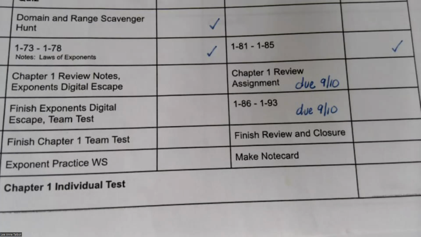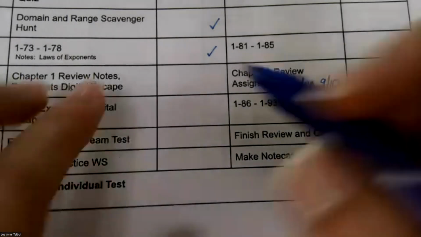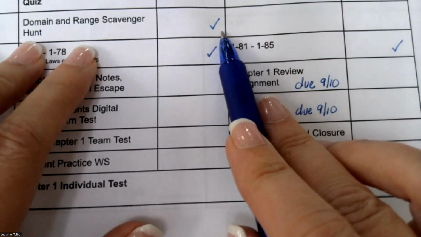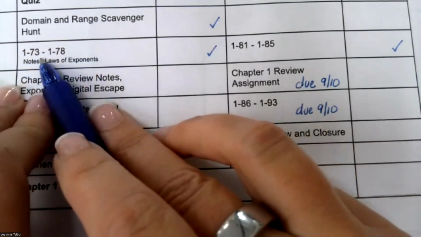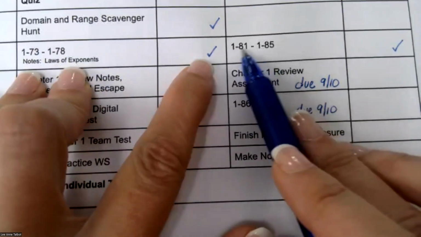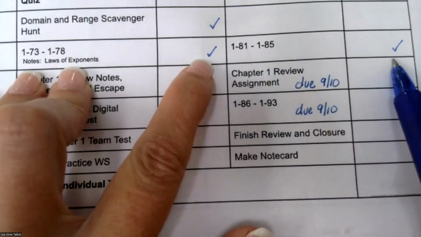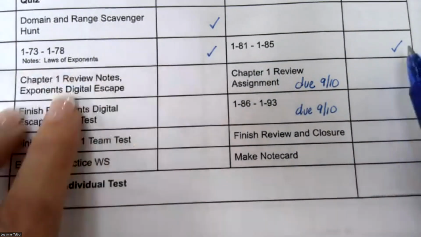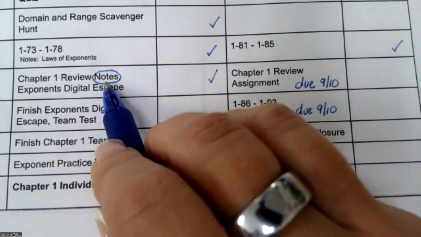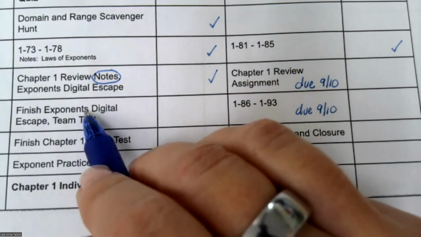Okay. There are actually 5 things I'm looking for. Some of you already have some of it stamped. I'm looking for the domain and range scavenger hunt. Some of you have that stamped already. It's okay. I'm looking for 73 to 78. That's on graph paper. 81 to 85 should also be on graph paper. That's from the CPM book. I'm looking for the review notes. We just did that just now. It's in your packet. I'm not looking for the digital escape yet.